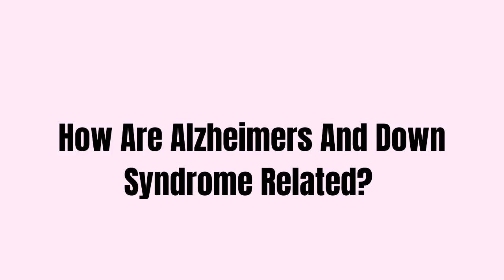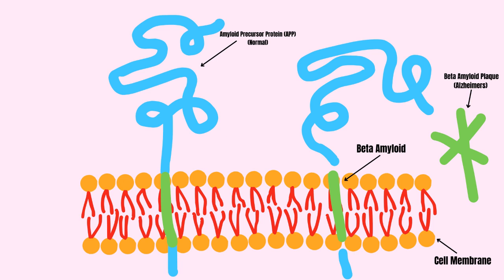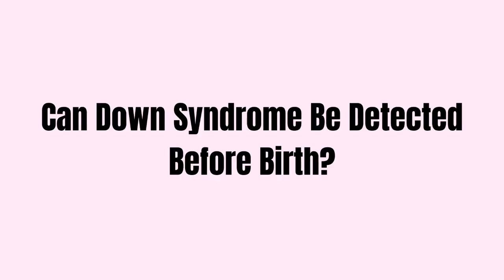DS occurs when the extra copy of chromosome 21 causes overproduction of amyloid precursor protein, causing amyloid plaque buildup just like in Alzheimer's disease. This explains why individuals with DS are at a higher risk for early onset Alzheimer's. Monoclonal antibody testing targets amyloid buildup. Pulsatile, a hormone, improves cognitive function, attention, and executive function in DS patients. You might be thinking, can DS be detected before birth?